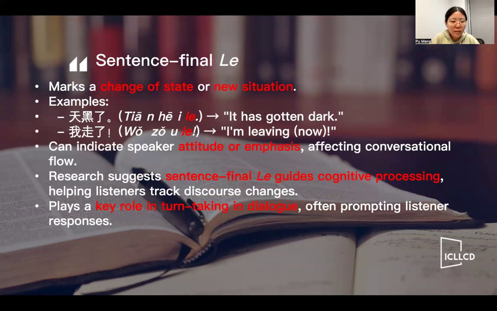For the sentence-final le, it marks a change of state or a new situation. For example, 天黑了. 天 usually means sky and 黑 is dark. Le is at the end of the sentence. It means a change of state and a new situation. The bright sky has changed into a dark sky. And also 我走了. Le is at the end of the sentence. 我 means I, and 走 is leave. So 我走了 means I am leaving now. I'm not staying here, and I'm leaving now, which means the state of the situation has changed.